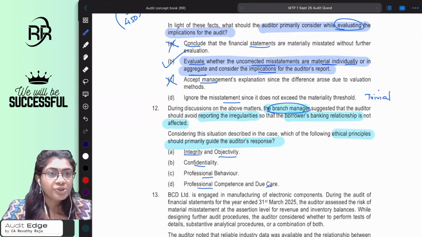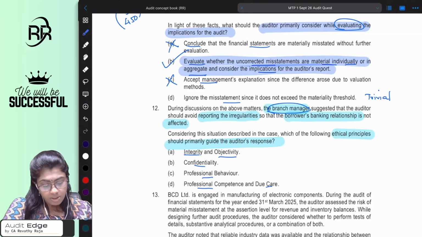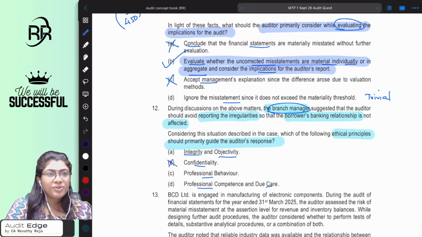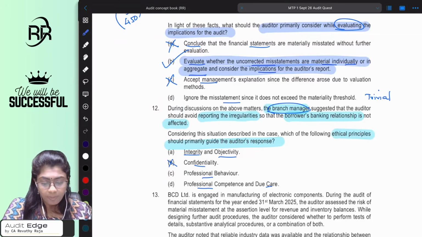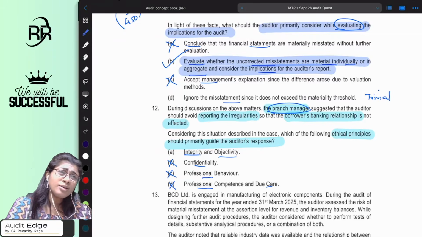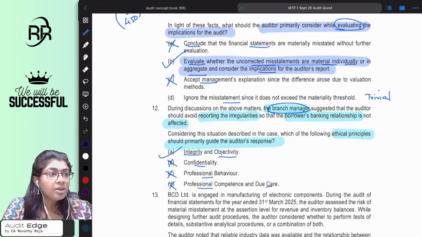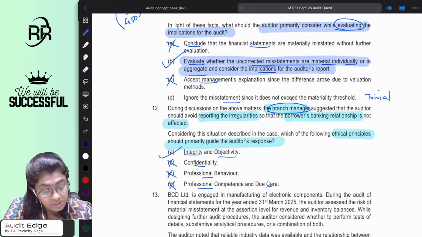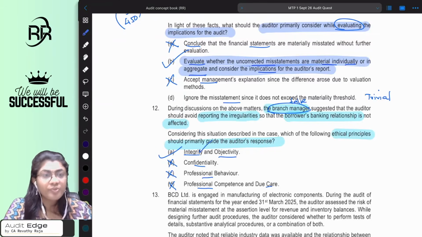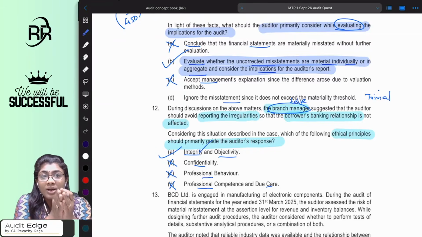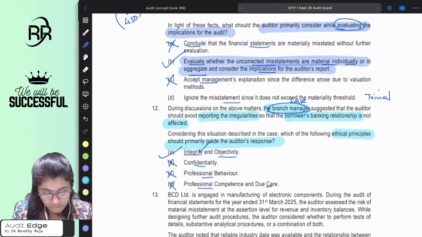So, which is the correct option? Not confidentiality. You're not disclosing any information to the public. It's not law. Here you are not lacking skill. Here you are giving a false information. Giving a false information is integrity. You are lacking your objectivity, meaning you are biased. So the answer is A.